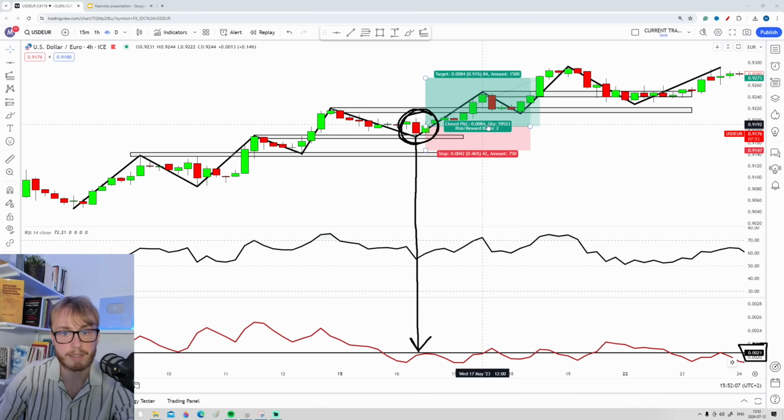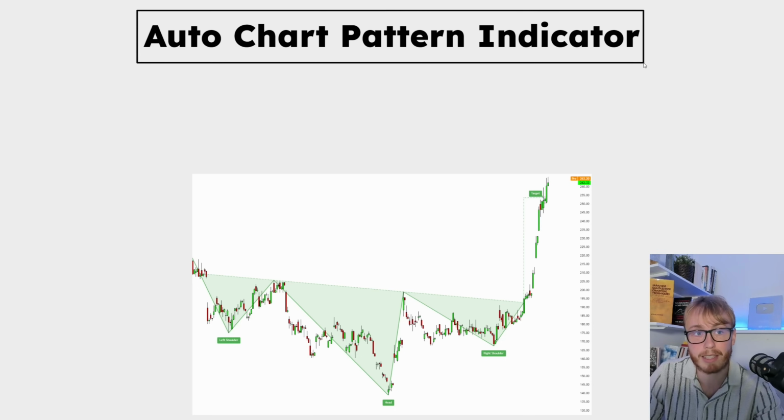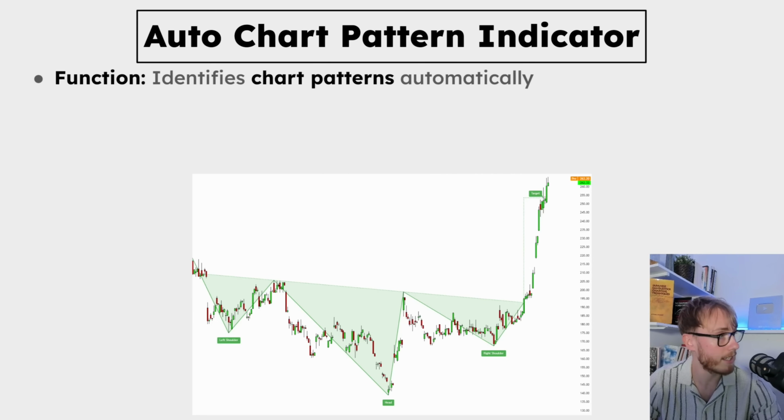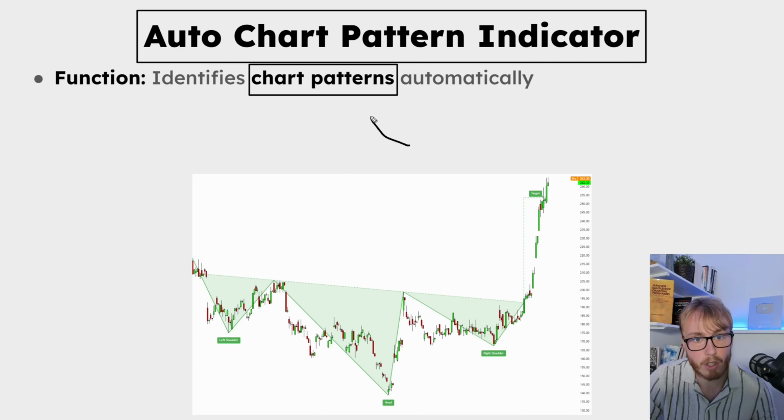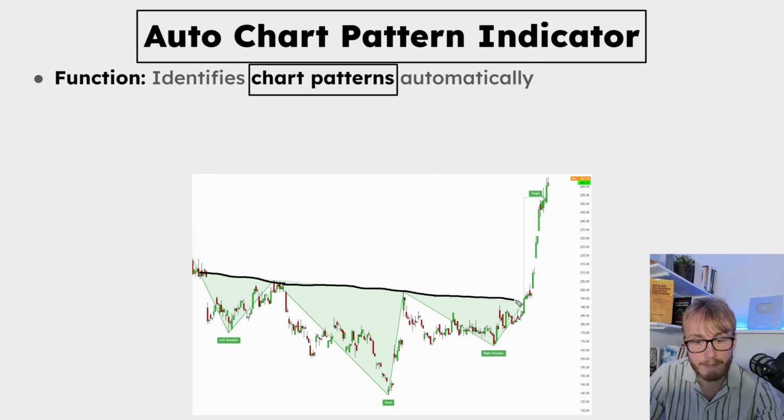Now I want to take a moment to take a look at a very impressive indicator. This right here is the auto chart pattern indicator, and it's a relatively new indicator created by TradingView. And what this indicator basically does is that it helps us to identify chart patterns automatically. And don't worry, we will talk more about chart patterns later on in this video. But here on the chart, you can see an example of a chart pattern. This right here was a recent inverse head and shoulder pattern created on the Tesla chart.